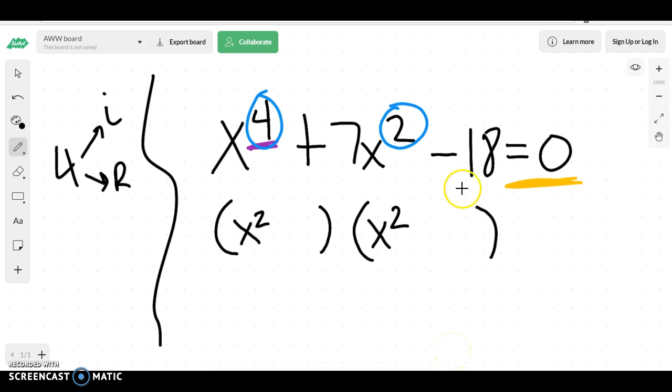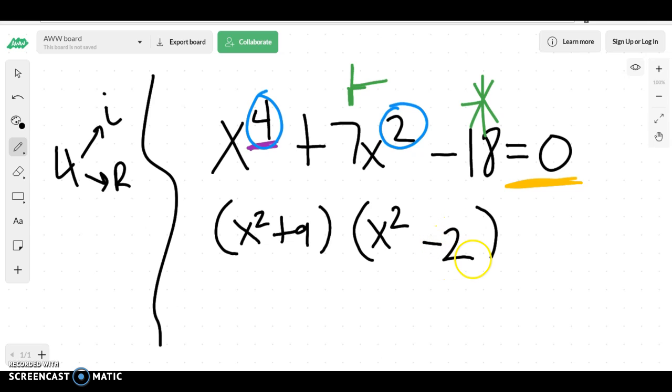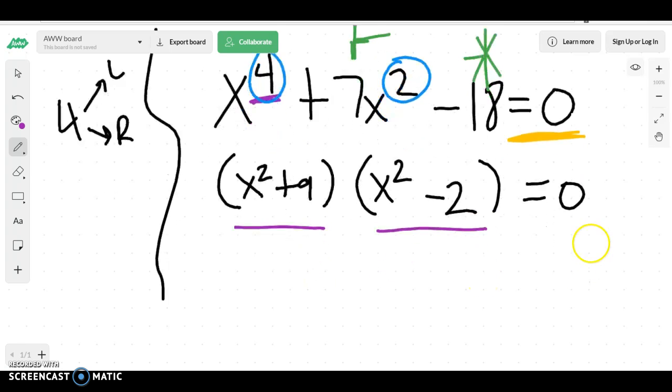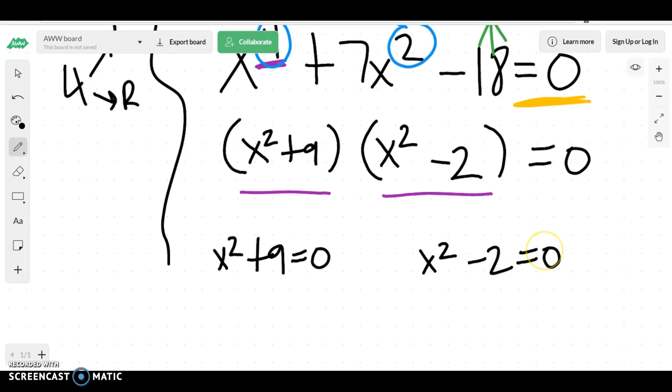And then once we get to here, again, it's the same game we've always played, which is what multiplies together to give you negative 18 and add together to give you 7. And the answer to that would be positive 9 and negative 2. And then once you have it to here, we want to know what makes this thing equal 0 and what makes this thing equal 0. So we'll write that out. We'll say x squared plus 9 equals 0 and x squared minus 2 equals 0.